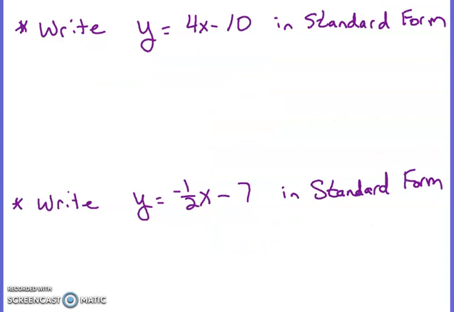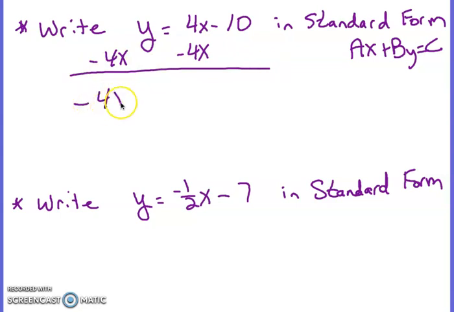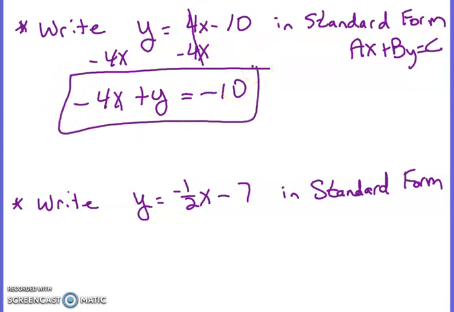All right, so let's look at some more possible problems. Write y equals 4x minus 10 in standard form. This is in slope-intercept form, but I want to write it in standard form. Remember, ax plus by equals c. So all you have to do is bring the x over to the other side. So negative 4x plus y equals negative 10. Now, is that ax plus by equals c? Yes, it is. So that's all I had to do to put it in standard form.